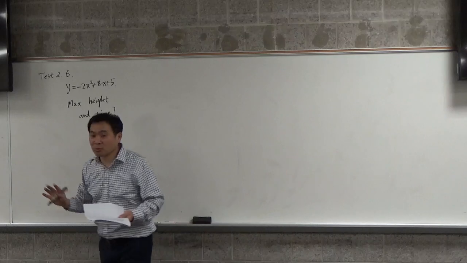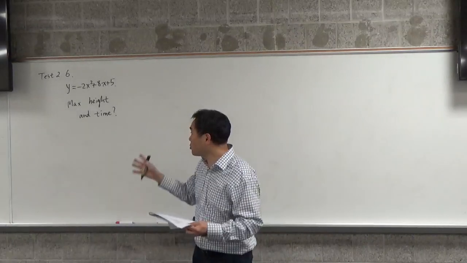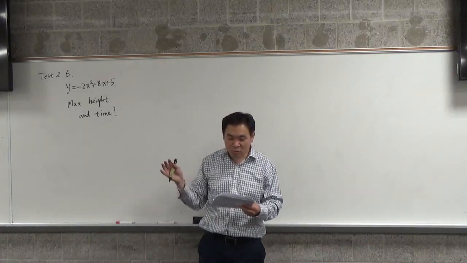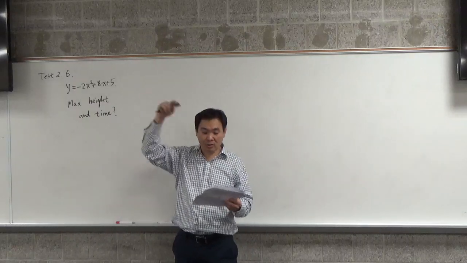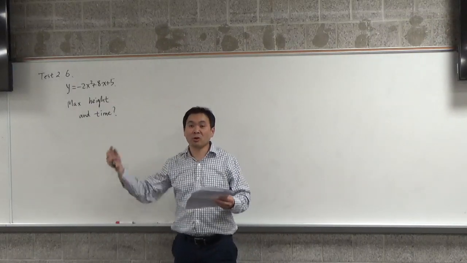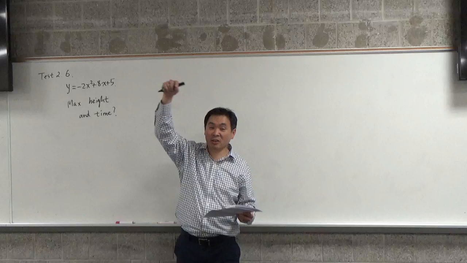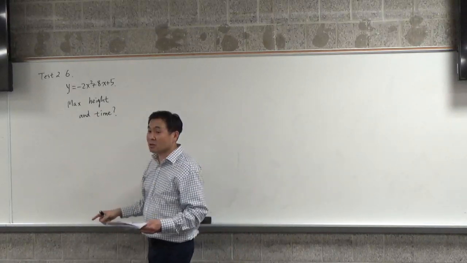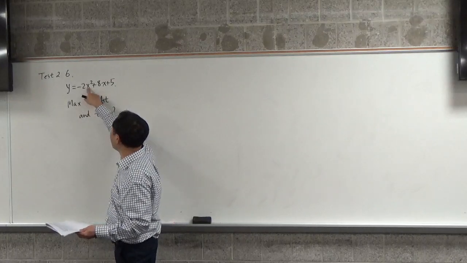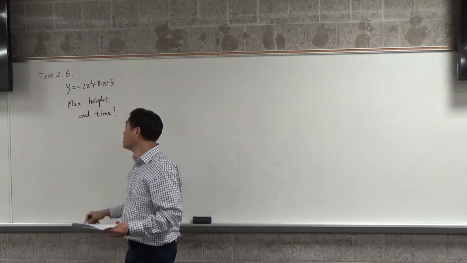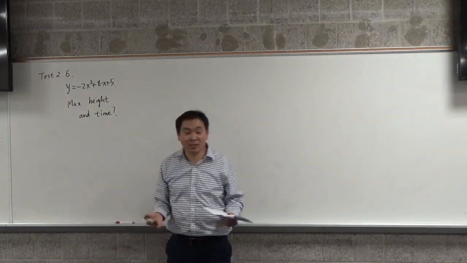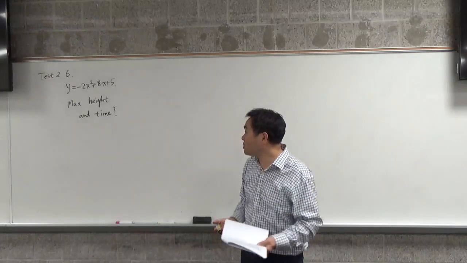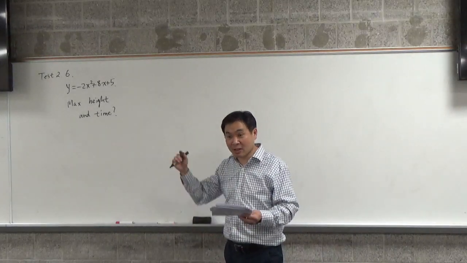Now, I don't have time to write all the questions down. This is a word problem, so I'll just read it to you. A ball is thrown, and as you know, when a ball is up in the air and it comes down, it gives you a parabolic shape. And the height of the ball at time x is given by this. And the question is, what's the max height it attains, and when does it get to that height?